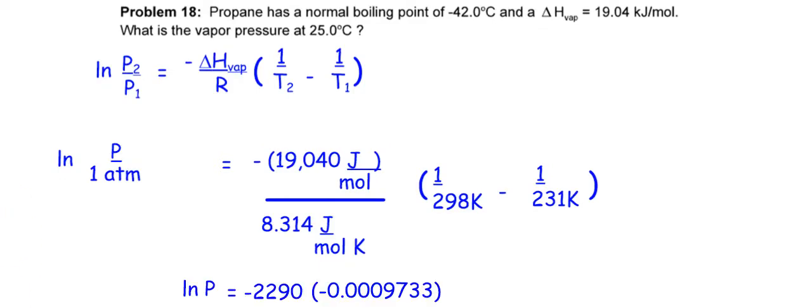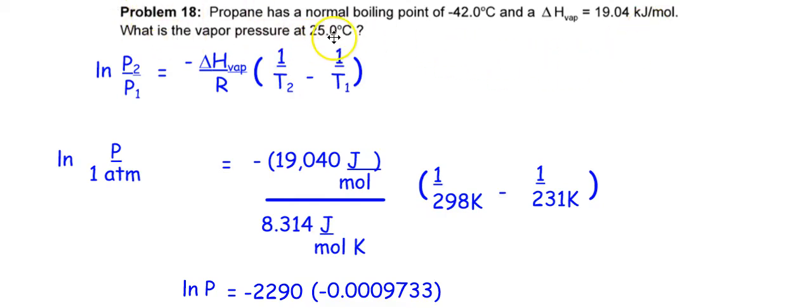Okie doke, so this is what I came up with. Hopefully you did too. So propane has a normal boiling point of negative 42 degrees Celsius. Holy cow, that's really cold. So at room temperature, it is already a gas. Here's the heat of vaporization. Notice it's kind of low, isn't it? Well, why is that? Because propane only has London dispersion forces. It doesn't take a whole lot of energy, does it, to break it up?